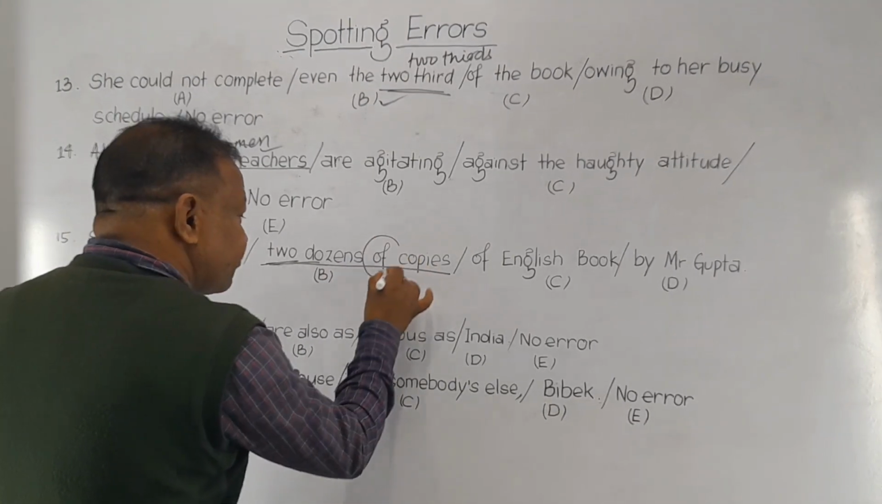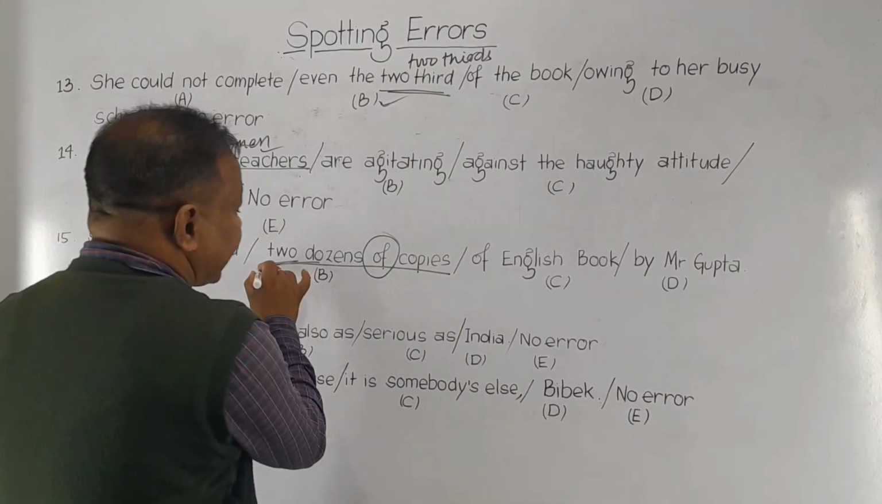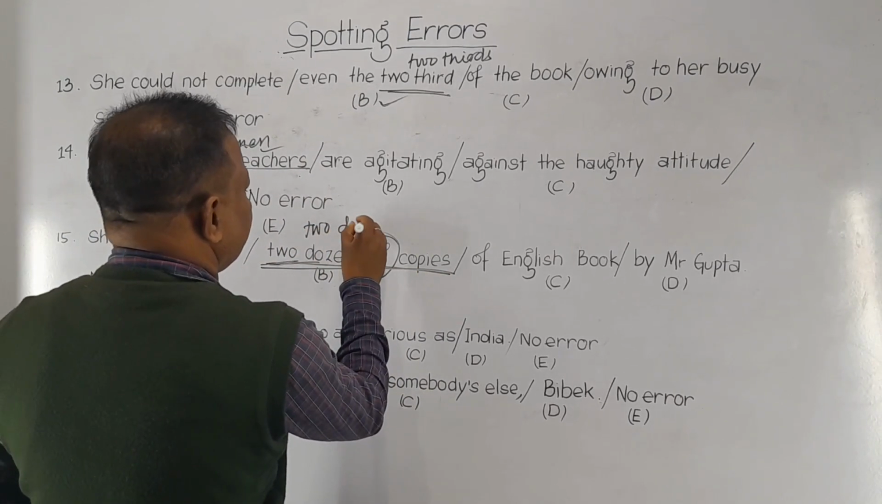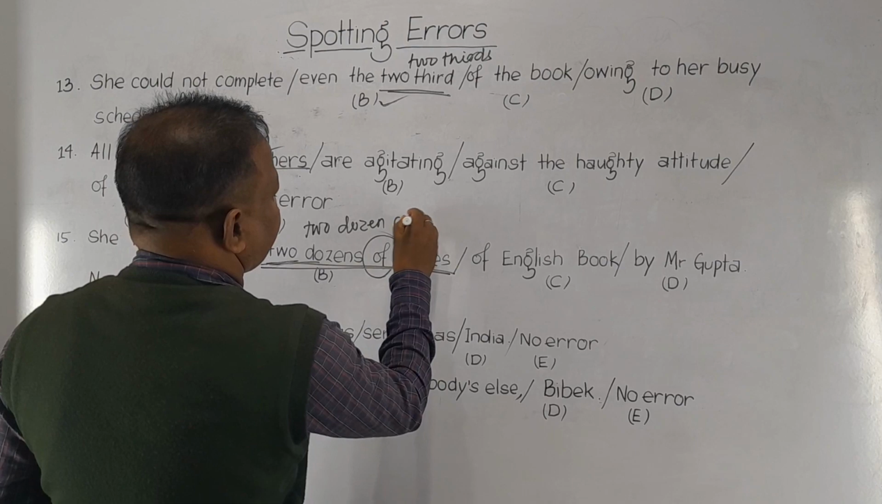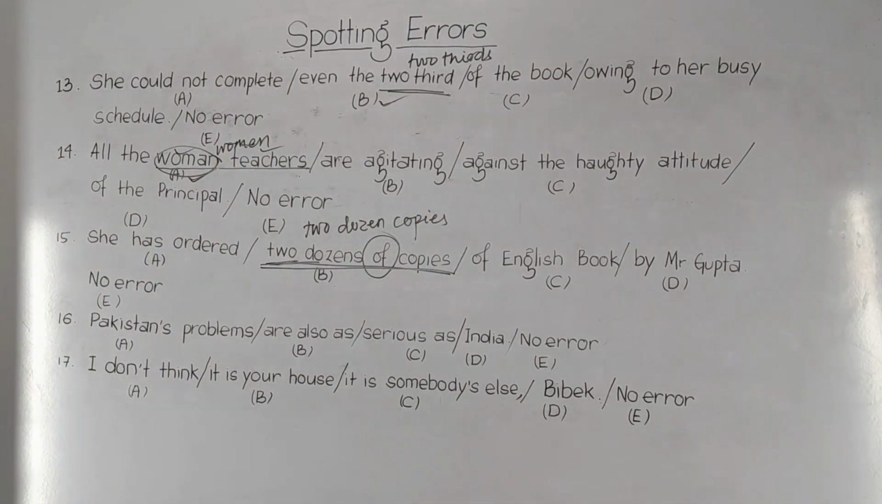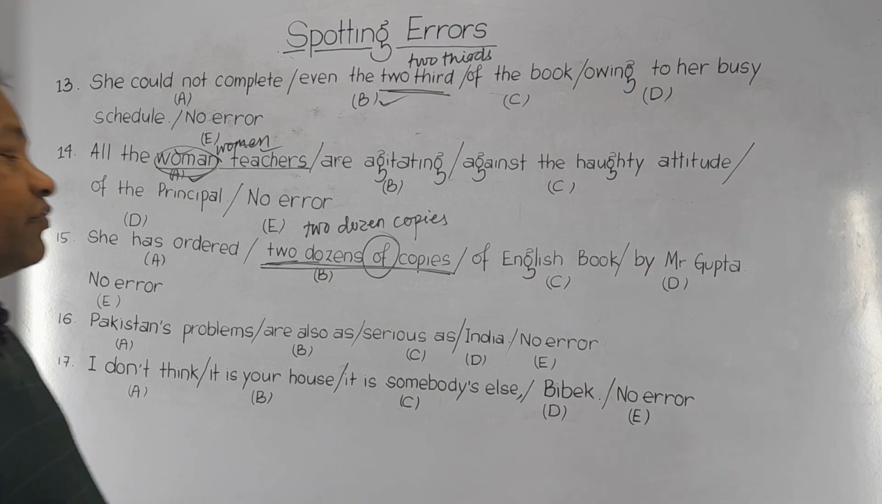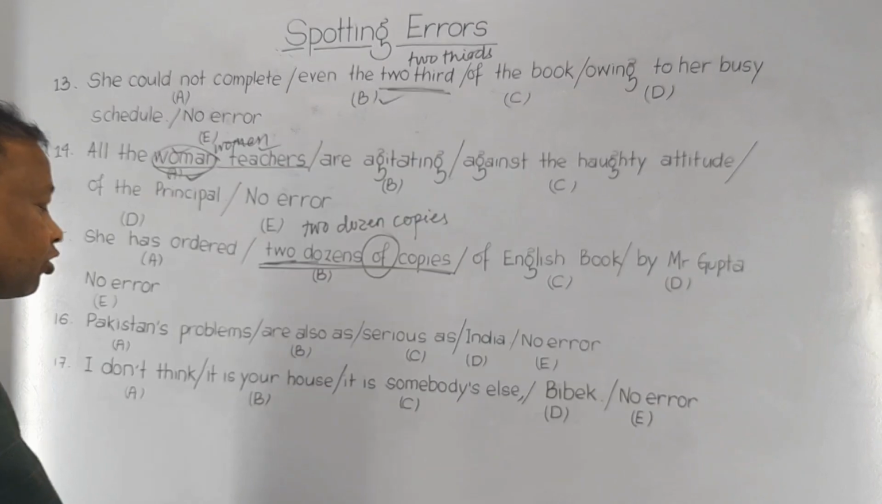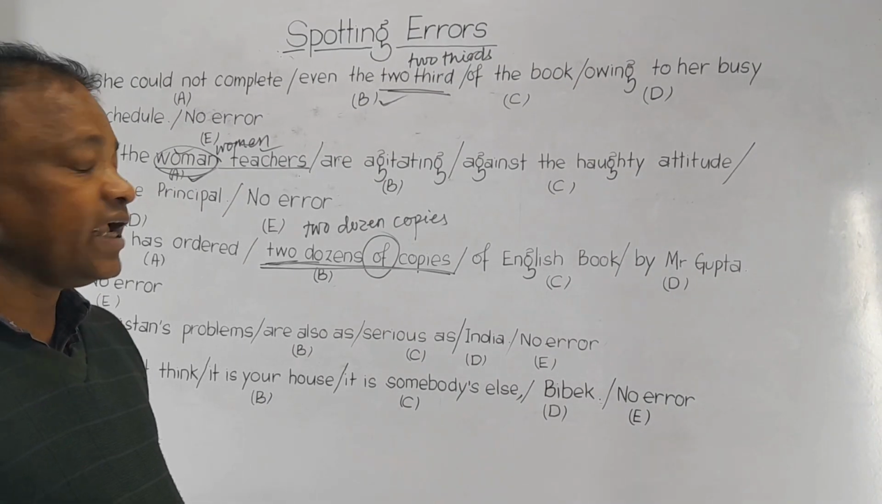But another error we find here, that is of. You should not write 2 dozens of copies. Simply need to write 2 dozen copies. Okay, 2 dozen copies. She has ordered 2 dozen copies of English book by Mr. Gupta.